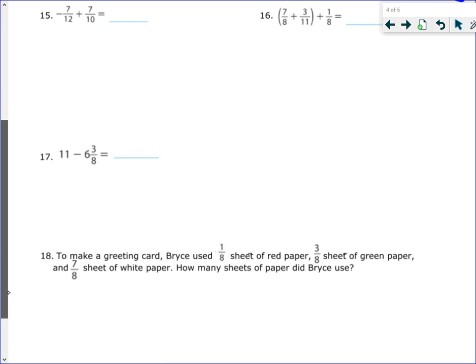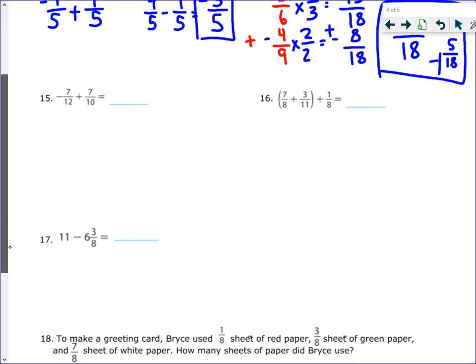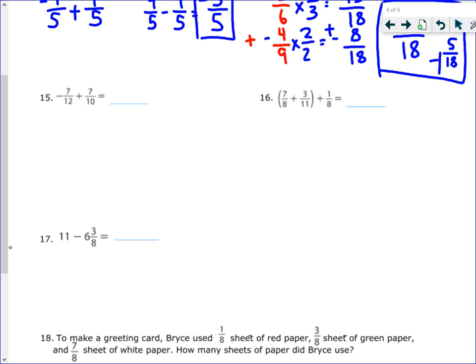Let's look at number 15. And don't forget, you need to be pausing these, making sure that you understand each one so that you're ready for your test. Here, our common denominator looks like it's going to be 60. So we need to find a common denominator before we do these. And we know that we're going to be subtracting them.